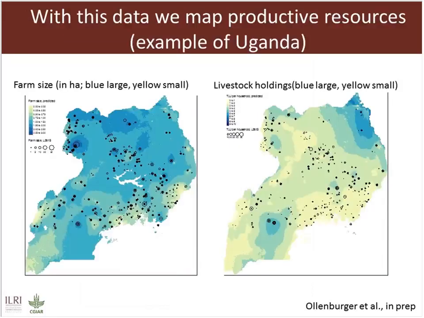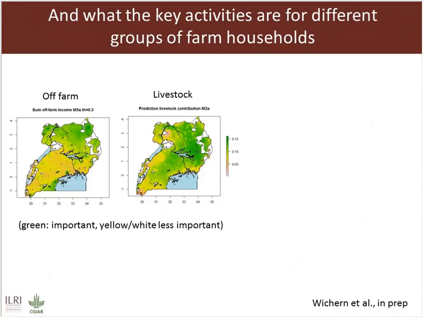An example of this is where we use the World Bank LSMS-ISA data to perform countrywide analysis. Here we have two maps of Uganda of the productive resources. On the left it's farm size, in blue relatively large farm sizes, in yellow relatively small. And on the right we have the livestock holdings per individual household. In blue again large, in yellow relatively small. So these are the productive resources, but we can also quantify the different activities and the different strategies that different farm households are following.